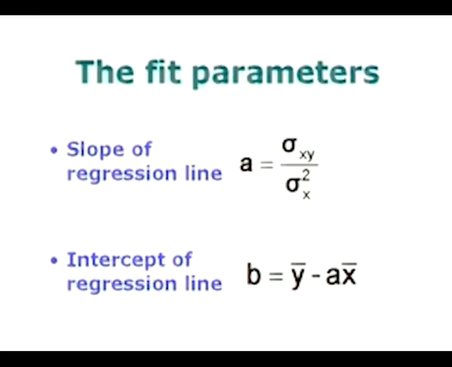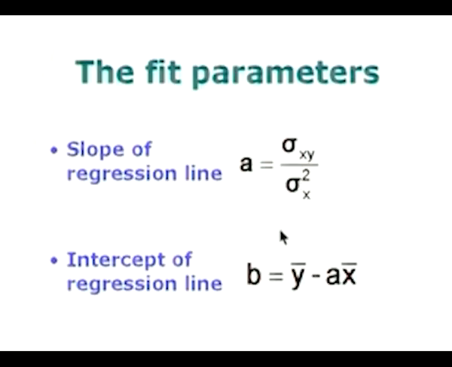You can work it out, and I will leave it as an exercise for you to do it. And the slope of the regression line a, we can show that it is equal to sigma xy, the covariance, divided by the variance of the x's, or sigma x squared.